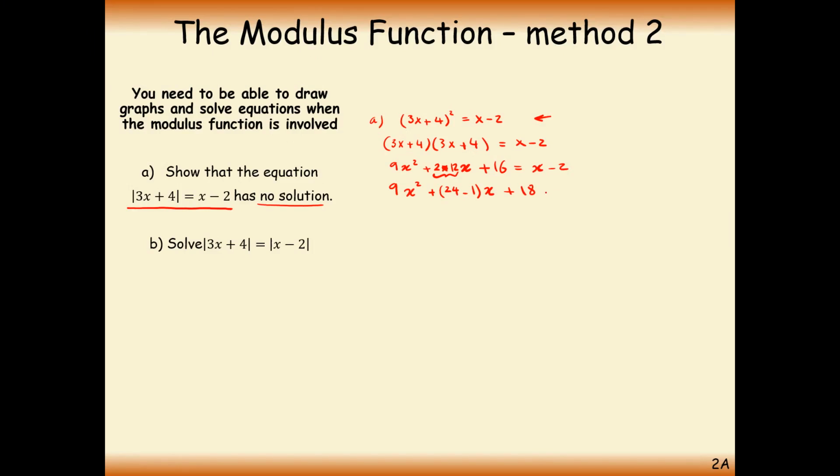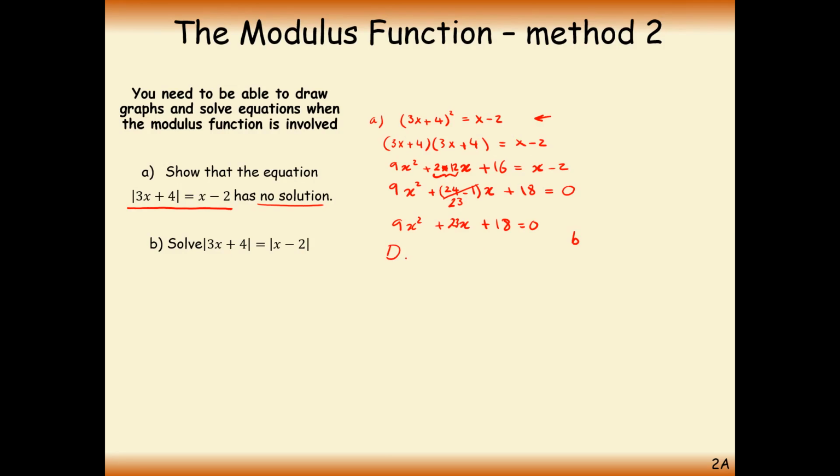16 plus 2 is going to be 18, and that will make it 0. So this is simply 23. So we have this quadratic that is in terms of x only, 23x plus 18 equal to 0. And now we look at the discriminant.